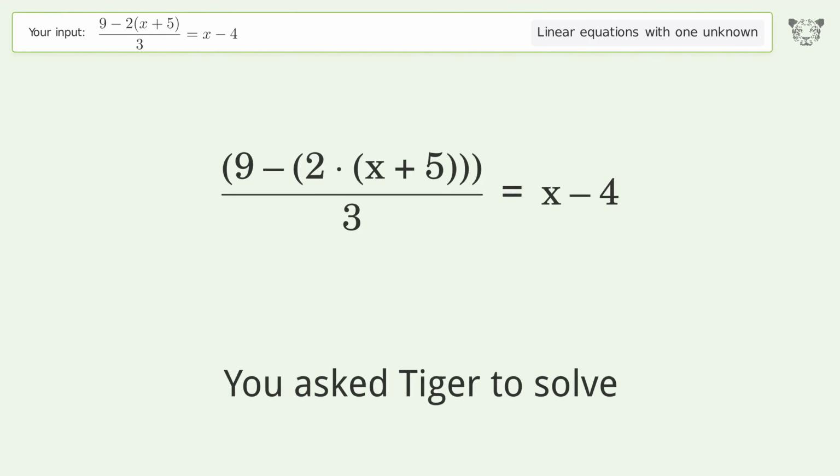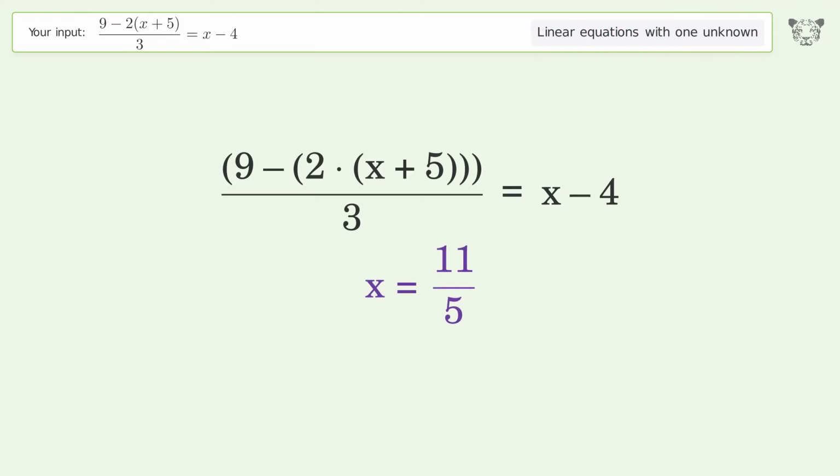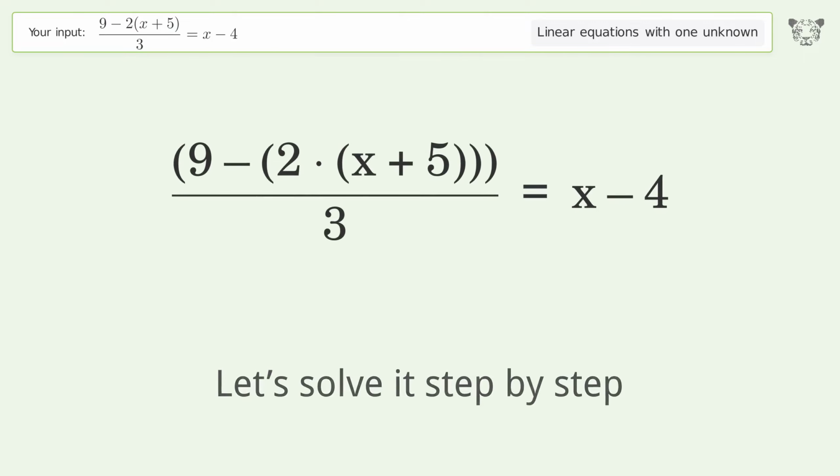You ask Tiger to solve. This deals with linear equations with one unknown. The final result is x equals 11/5. Let's solve it step by step.